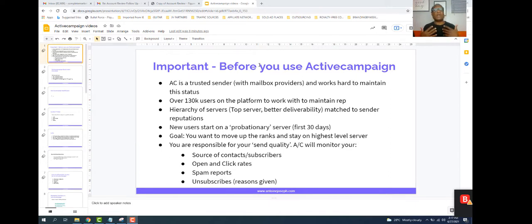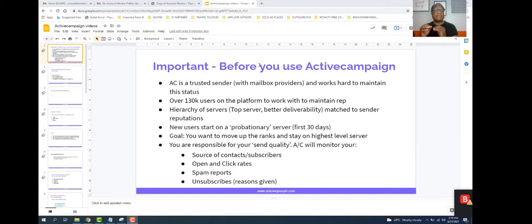So ActiveCampaign is a trusted sender. A lot of mailbox providers, Gmail, etc., Hotmail, Yahoo, they love ActiveCampaign. And one of the reasons is because of the high integrity that ActiveCampaign applies to its use from the customers, like myself, customers' point of view, how we use their system, right?